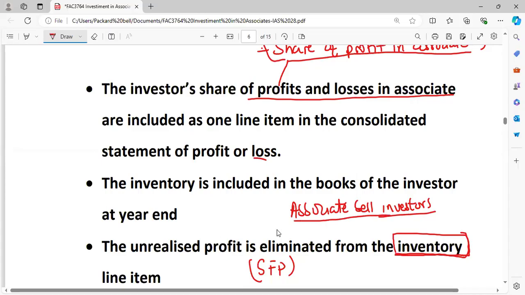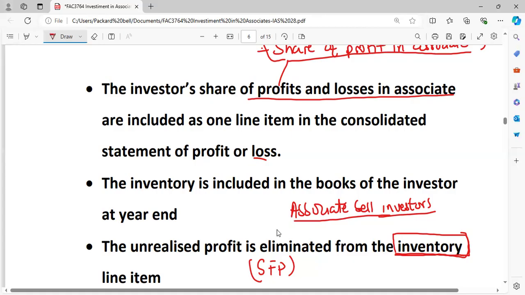It's because we don't add the assets when we are consolidating. Yes. So the assets which are only going to be carried to the statements are only for the investor. So since this inventory is under the associate, there is no need for you to adjust the inventory in the statement of financial position.